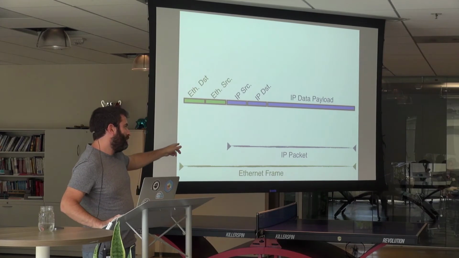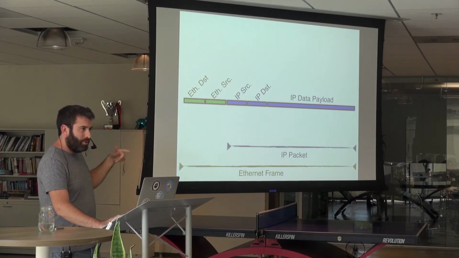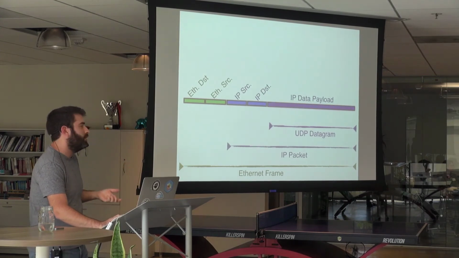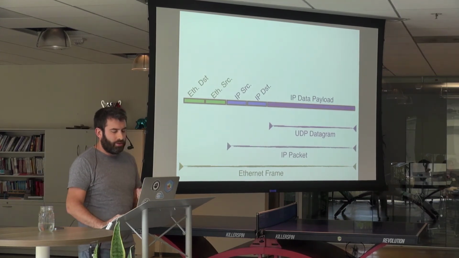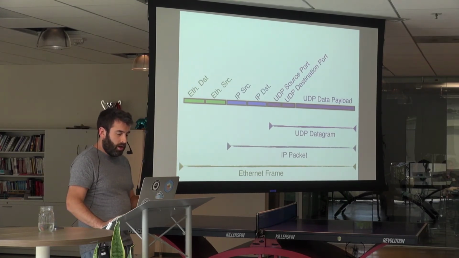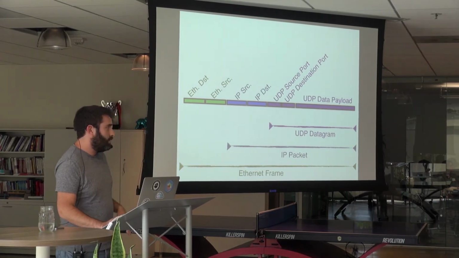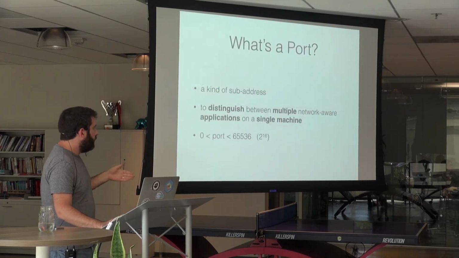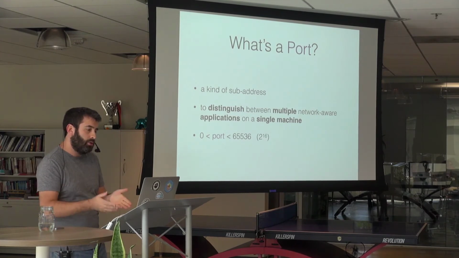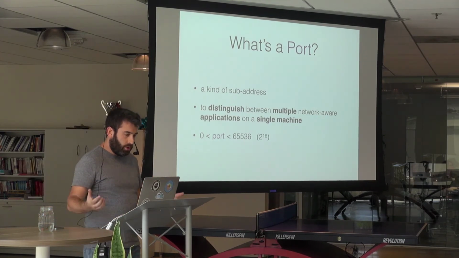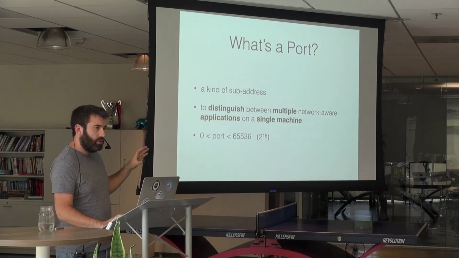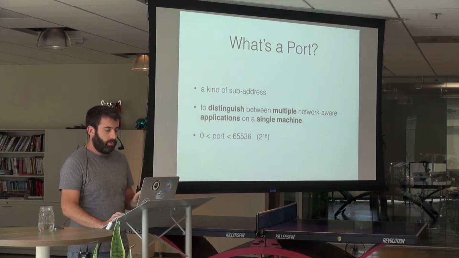This is the IP packet that we saw before. We're going to do the same process we did before. We're going to take the data payload and we're going to put something inside of it. In this case, we're going to put in this thing called a UDP datagram. This UDP datagram has a source and a destination. This time it's a port number, okay? And then the remainder is a data payload. And so you're asking what's a port? It's a kind of sub-address, but it distinguishes between multiple network-aware applications that are on a single machine. And there's a range of ports. That's sort of the addressing semantics at layer 4, just this extra port number.